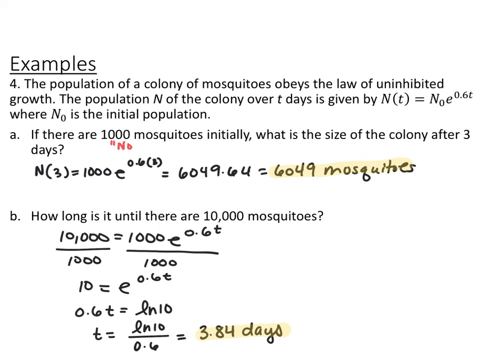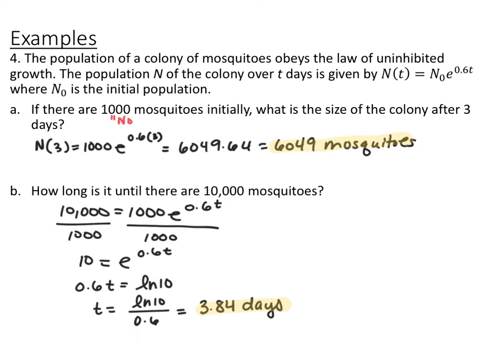Part B says how long until there are 10,000 mosquitoes. So I set up the equation 10,000 is equal to 1,000 e to the 0.6t, which you could very easily solve just using your graphing calculator, but I just wanted to show solving it by hand with logarithms. So the first thing I did is I wanted to isolate the exponential. So I divided both sides by 1,000 and got 10 is equal to e to the 0.6t.